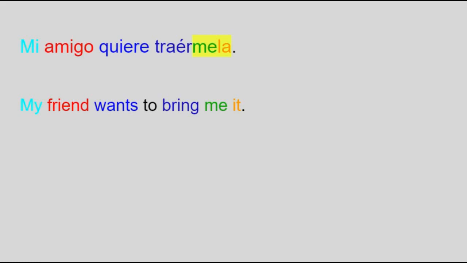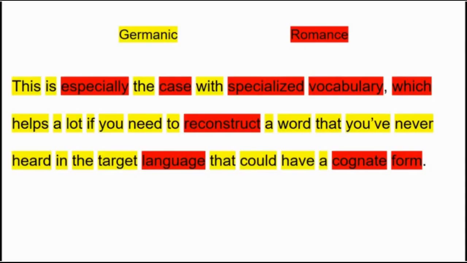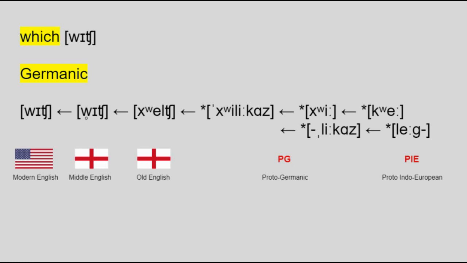That wasn't too bad, so here's a video about what makes different languages easier or harder than each other. This is especially the case with specialized vocabulary, which helps a lot if you need to reconstruct a word that you've never heard in the target language that could have a cognate form. Okay, just a bit of negligence on my part. The word witch is Germanic. I guess I just wasn't paying attention when I did the graphic.